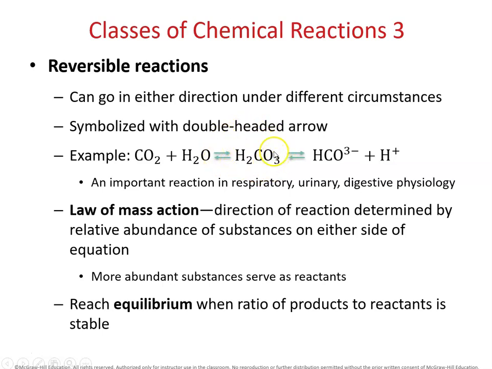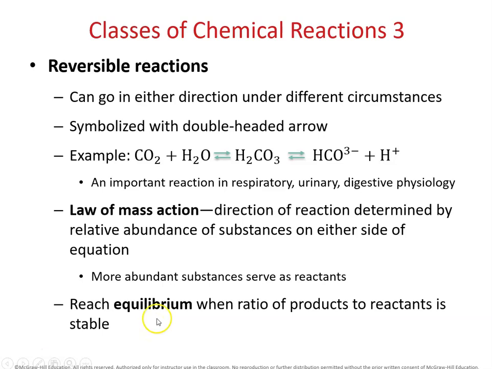So your body has two ways of dealing with that. The first way is to produce bicarbonate, and this would get excreted in the urine. And the second way to deal with the carbonic acid would be to breathe out more carbon dioxide and water, which is what you're breathing out anyway. So this is an example of a reversible reaction.